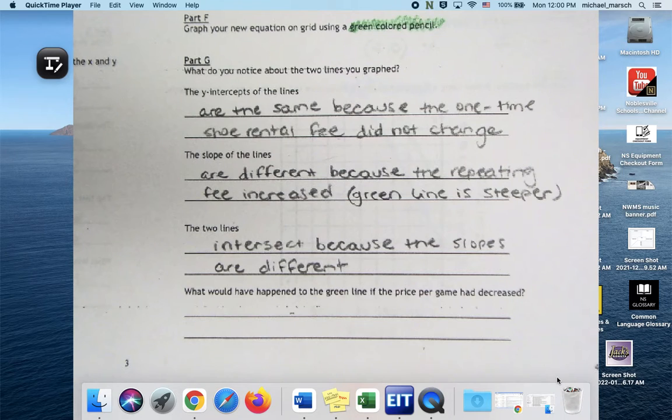What if the price had decreased? What if they had like a super weekend and all games were just $1? What would have happened to that green line? It would have been lower.